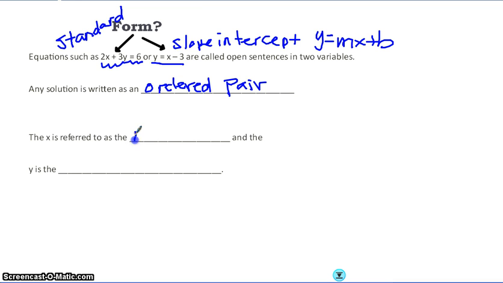Your x is referred to as the independent, and your y is the dependent. Those should be vocabulary terms that you are familiar with already, but if not, make sure you look at that. X is independent. You can set anything in x, and then you would solve for the y. Therefore, your y depends on what you plug in for x.